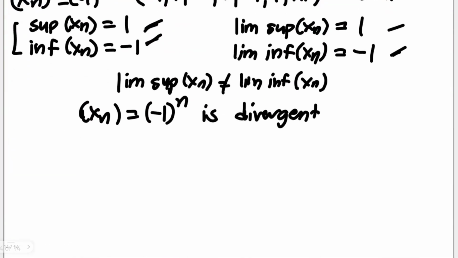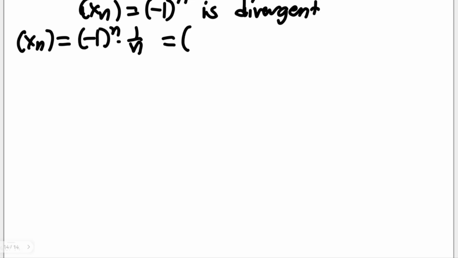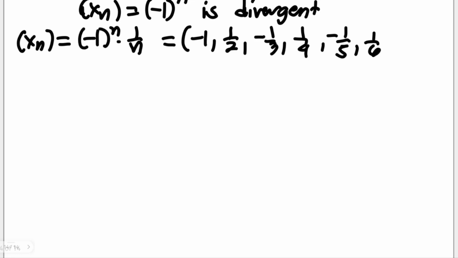Finally, we still have 2 more examples, by the way. x sub n, we'll have negative 1 raised to the power of n times 1 over n. We have the elements of this, if I may. I don't know if I will get it right, you may correct me if I get it wrong. If n is 1, it's negative 1, and n is 2, positive 1 half, negative 1 third, positive 1 fourth, negative 1 fifth, positive 1 sixth, and so on and so forth.